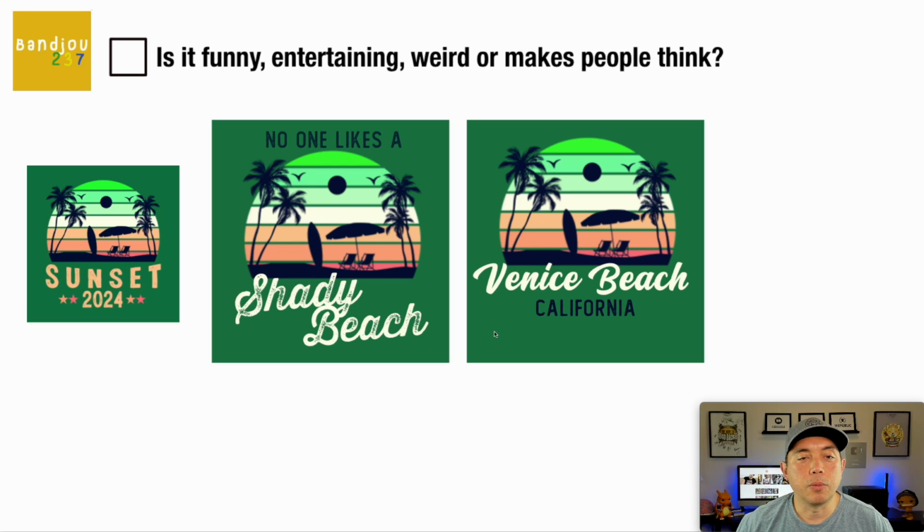And here are some examples that I did. Instead of sunset, you could say, no one likes a shady beach. Some really funny phrase. Or maybe it's a popular beach, Venice Beach. Now there are people who like Venice Beach or travel there, who might want to grab this shirt if it looks like Venice Beach. I would do more research and make it look more like Venice Beach instead of putting something very generic. But you can see, this has an audience because it's funny. This has an audience because of where it is. But this, just generic sunset, do you see people wearing a design that just says Sunset 2024? No, right? It's more specific.